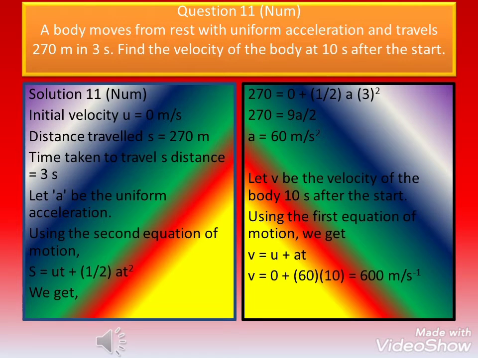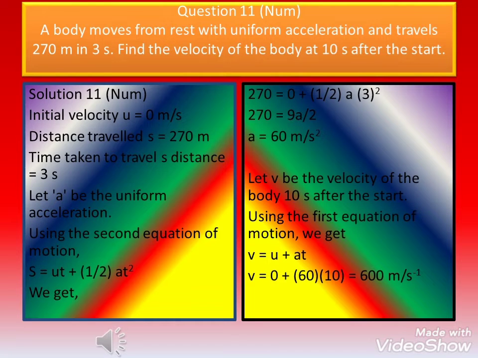Question number 11. A body moves from rest with a uniform acceleration and travels 270 meters in 3 seconds. Find the velocity of the body at 10 seconds after the start. Solution. Initial velocity u is given as 0 meter per second because the object was at rest initially. Total distance travelled by the object s is given as 270 meters. Time taken to travel the distance is 3 seconds.